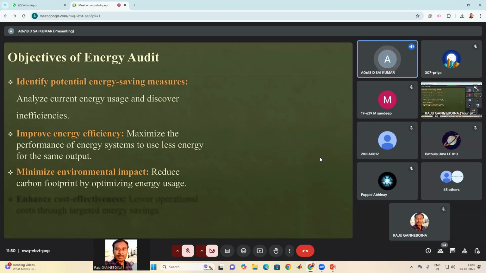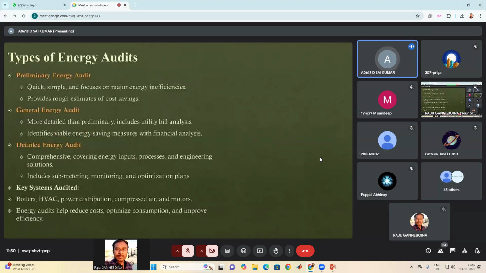To the next slide, types of energy audits, where they are presented in three categories: preliminary, general, and detailed. We can see the preliminary energy audit is quick and simple, focuses on major energy inefficiencies, and also provides a rough estimate of cost savings. Coming to the general energy audit, it is more detailed than preliminary, includes utility bill analysis, and identifies viable energy saving measures with financial analysis.